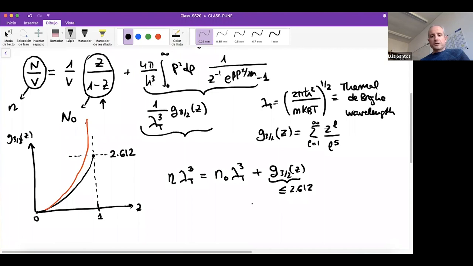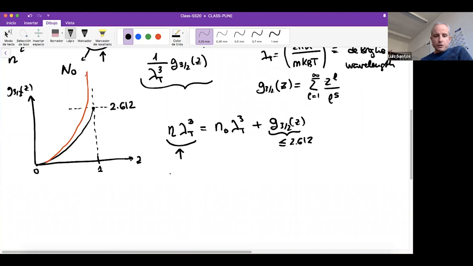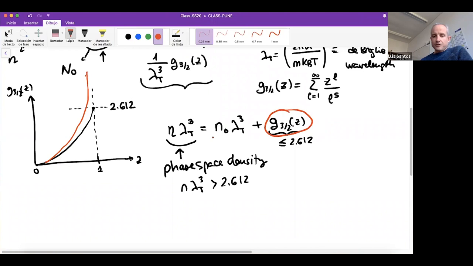So this means that if this number here, which is what is called the phase space density, surpasses 2.612, this means that the excited states are already filled. So you cannot put particles in excited states, and all the particles will go into a single state, which is this lowest state with p equal to zero. And this is the idea of Bose-Einstein condensation. So you condense here. This is the idea of a Bose-Einstein condensate.